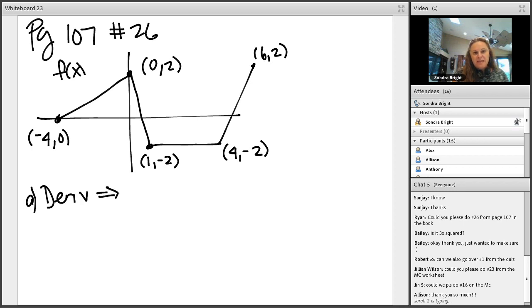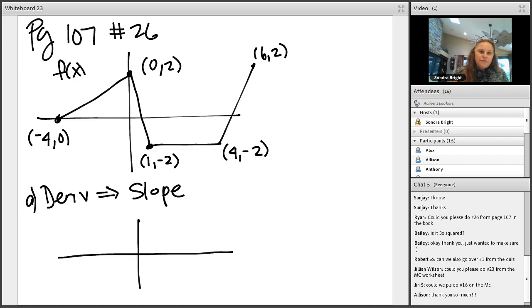So derivative means slope. We're going to draw a line. From x equals -4, I have a certain slope from there to 0, and then a different slope until 1, and then a different slope until 4, and then it changes slope at 6. So on this interval from -4 to when x is 0, here I'm going to write it differently so that you're not confused between a point.